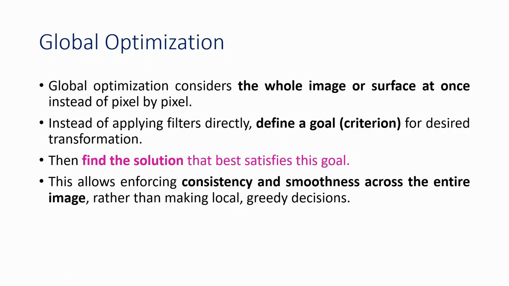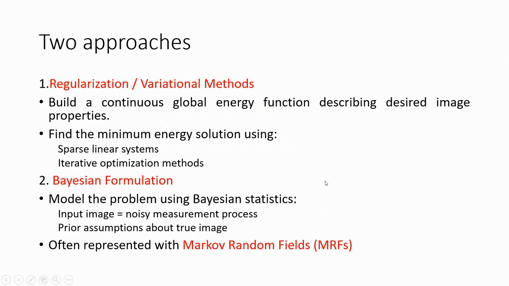We generally know optimization means finding the best solution, not just any solution. We have to find the best solution among them. So this process is to find the best solution that satisfies the goal. This is mainly achieved using smoothness across the entire image. So there are two approaches to be followed. One is regularization, another one is Bayesian formulation. Here we are going to see regularization.